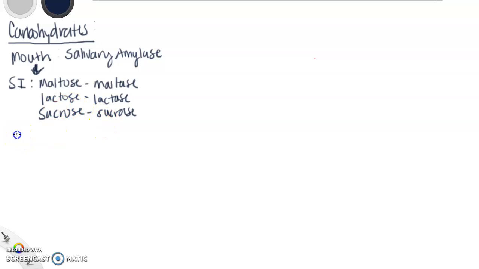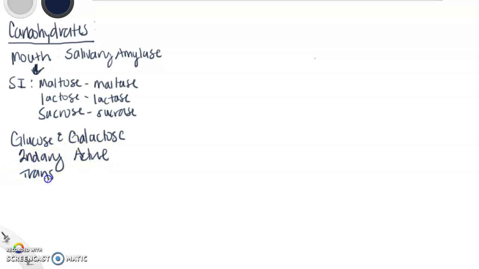Okay, so glucose and galactose are absorbed into the body through secondary active transport. Active transport. So it's kind of a process to get those two molecules in. Fructose is a little bit different, and it enters the cells passively, so through passive transport.